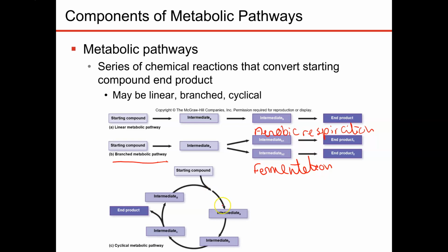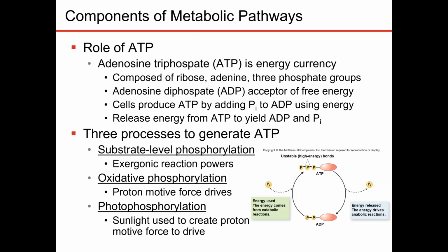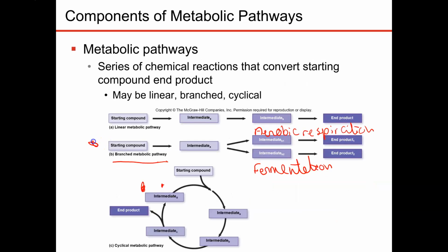Some metabolic pathways are also cyclic. Cyclic pathways are very efficient because you start with some intermediate right here, and you end with producing that same intermediate. So you always have this pathway able to run because you produce the starting molecules for that pathway. I hope that makes sense. And we will be talking about at least the branched and the cyclic pathways in future material on this chapter.